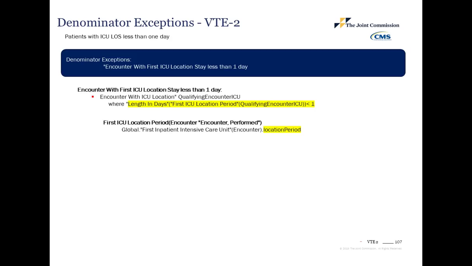So moving into slide 107, the denominator exceptions. With a denominator exception, it's important to note the difference between an exclusion and an exception. Simply, it differs in the way it processes. The exclusion is processed before the numerator, so a patient is excluded and never in the numerator. An exception is processed after the numerator. So if a case fails the numerator but meets the denominator exception, it will be excluded from the measure. So in this instance, a patient with first ICU stay less than 1 day will be excluded from the measure.